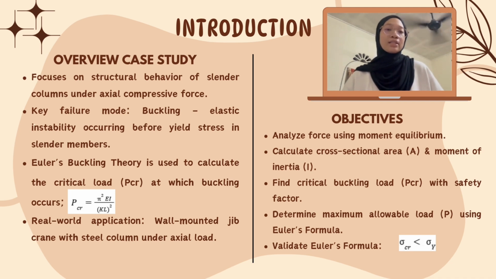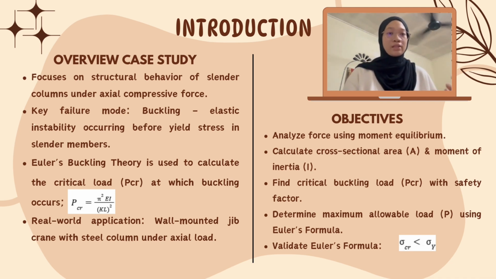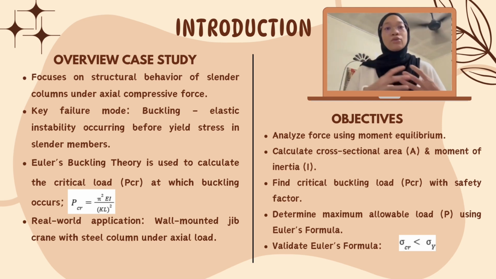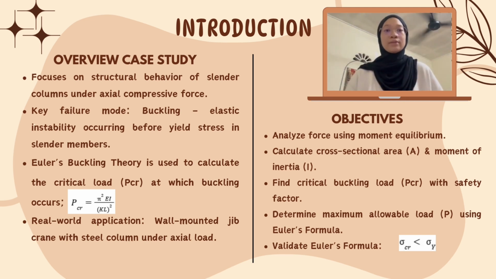Therefore, in this case study, we have a few objectives. Basically, we want to determine the maximum allowable load using Euler's formula theory, so that from there we know how much load the members can bear without the columns buckling. And then we want to know whether the formula is valid or not in this situation.